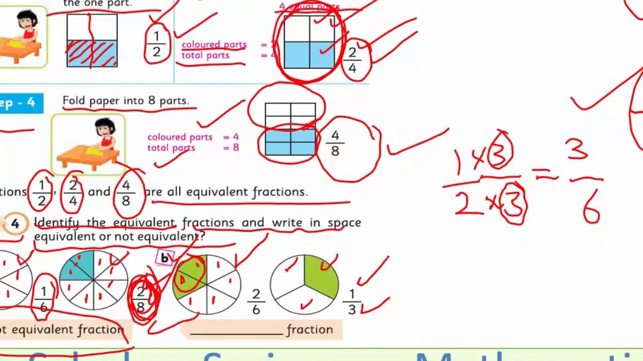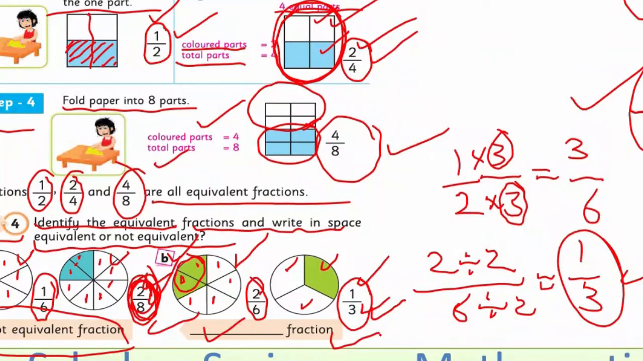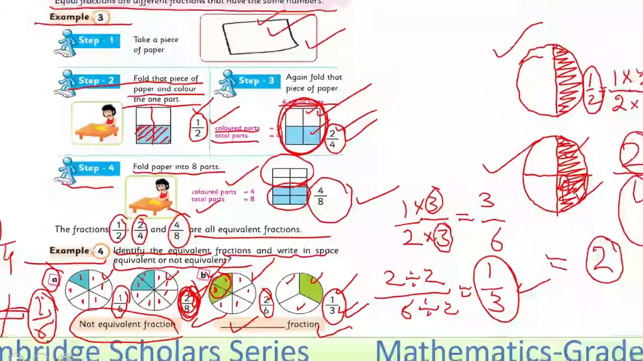So when we take common from numerator and denominator of this fraction, we get 2 divided by 2 and 6 divided by 2, we get 1 by 3. So 1 by 3 is equal to 1 by 3. So 2 by 6 is equivalent to 1 by 3. So this fraction is an equivalent fraction. So right here in part B, these are equivalent fractions.